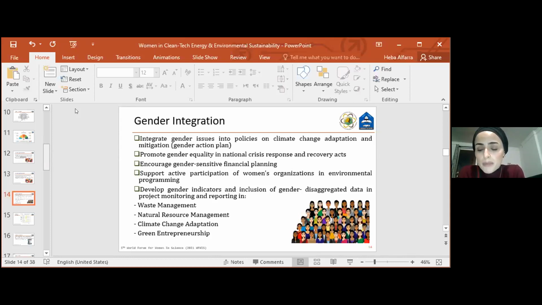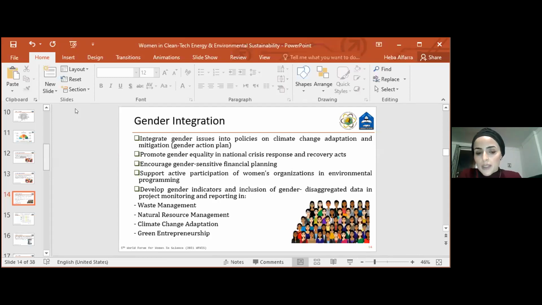Encourage gender-sensitive financial planning. If there are ladies who have special or sustainable ideas, we can find sponsors or co-founders for this kind of initiative. Support active participation of women's organizations in environmental programming. Develop gender indicators and include gender data. It's like programs relating to waste management, how women can be a part of the waste management plan for the government itself. And we're not talking about a small scale for women. We need to talk larger and larger, and about the big part that women can do through the government and the policy itself.